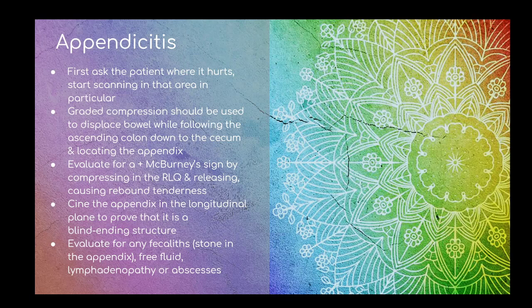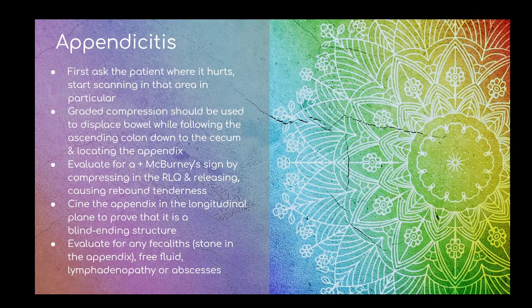We also want to make sure that we're taking cine clips through the area, both in longitudinal and trans, showing that it's a blind end structure, showing that we can connect it back to the cecum. And then, of course, we want to evaluate for any other structures in the area, looking for fecalith or appendicolith. We want to look for free fluid, and then we want to look for lymphadenopathy or abscesses as well.